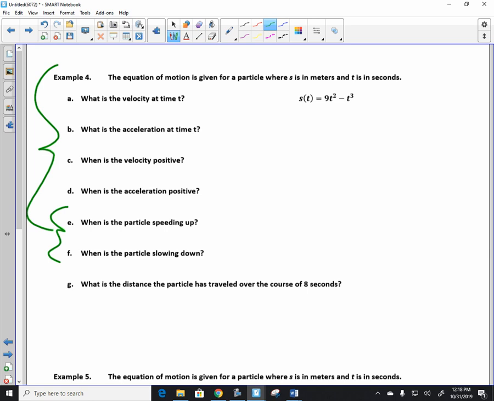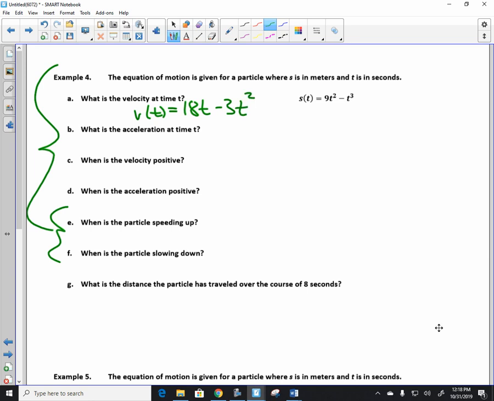Let's see what we remember, what we don't. The equation of motion of a particle is given by S, where S is measured in meters and T is in seconds. What is the velocity at time T? What do I do? Derivative. Velocity is the derivative of position. Very good. So V of T is equal to what? 18T minus 3T squared.